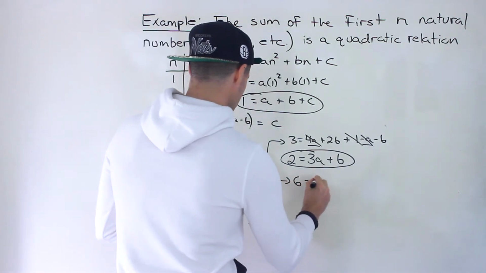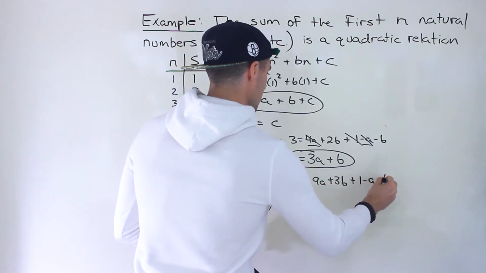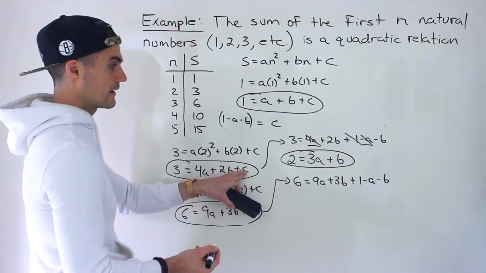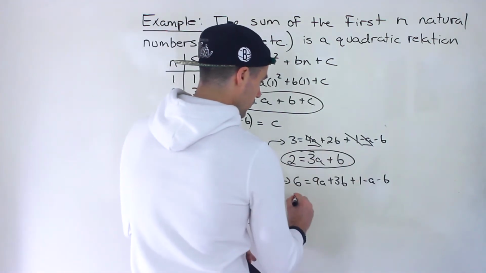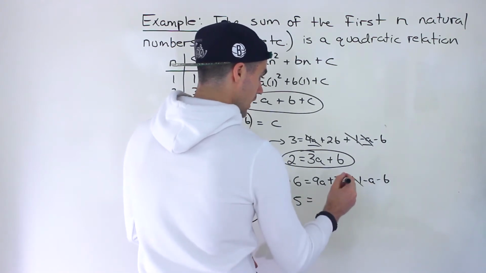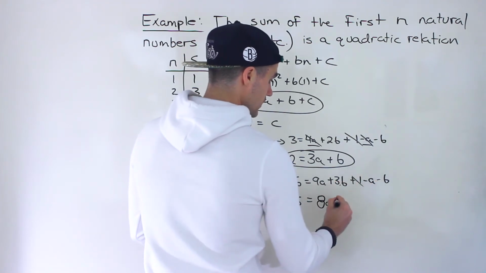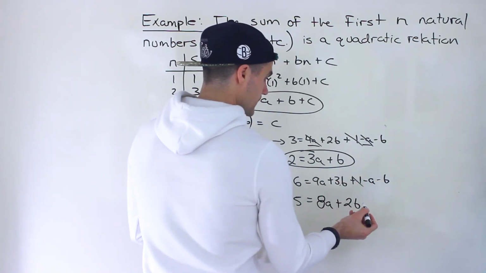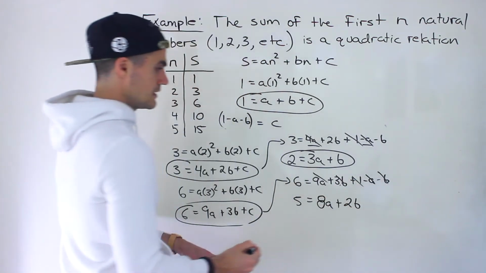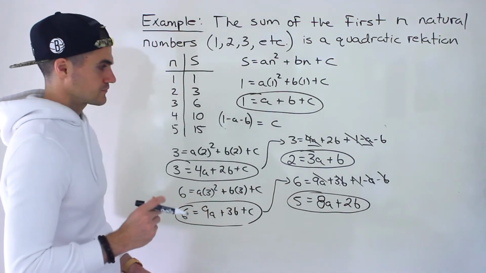So we'll have 6 equals 9a plus 3b plus 1 minus a minus b, right? Because we're just adding a c, same thing as we were adding just a c over here. Bring the 1 over, we'll have 5. So that one got taken care of. 9a minus 1a would give us 8a. 3b minus b would give us 2b. Right? So all of these netted out to this over here.